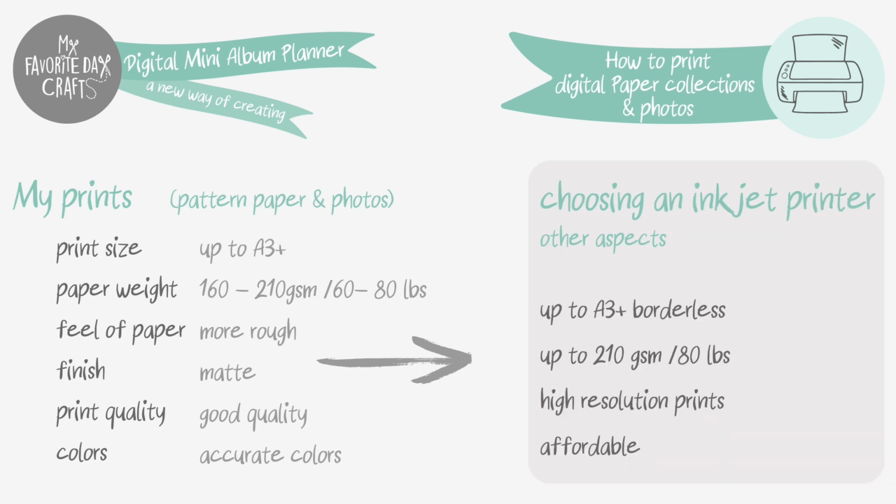Now that I know that I definitely want an inkjet printer, I was looking at other aspects to find the perfect printer for myself. And these are the aspects I already mentioned. So, of course, I need a printer which can print up to A3 or even A3 plus size. I then want my printer to be able to print up to 80 pounds or even more. For the good quality of my prints, I also made sure that my printer can print in high resolution. And then, of course, I was also looking for my printer to be very affordable.